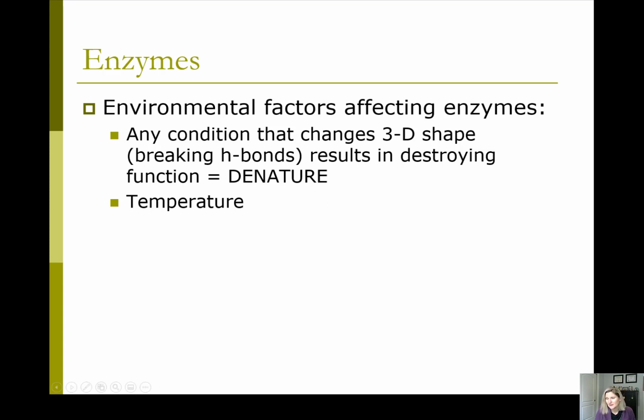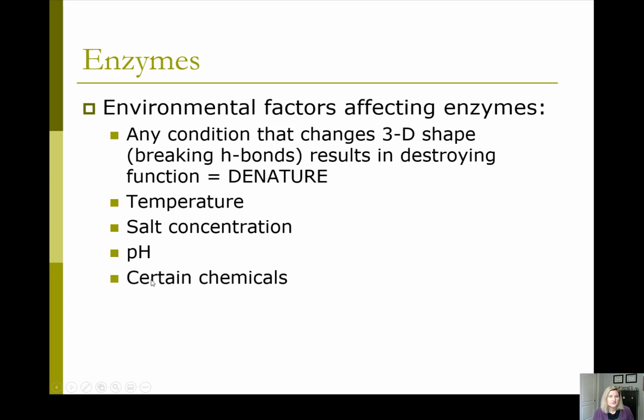So overheating can cause a lot of issues, especially it can lead to brain damage and even death because of the denaturing of the enzymes that can occur. Salt concentration can also change the structure of a protein. So high salinity environments can cause a change in basically how an enzyme functions.